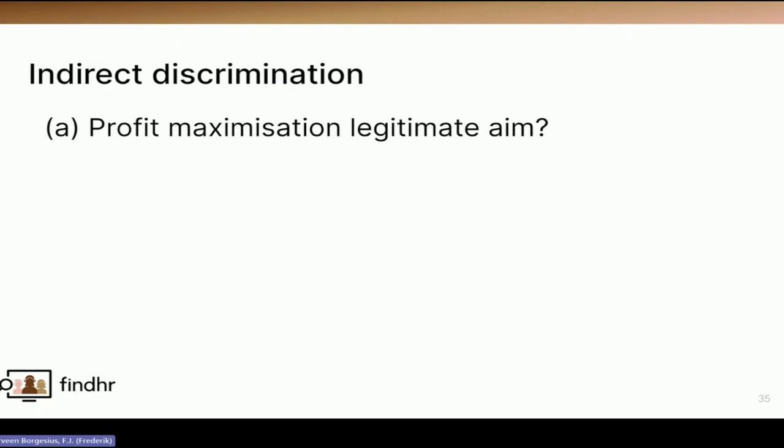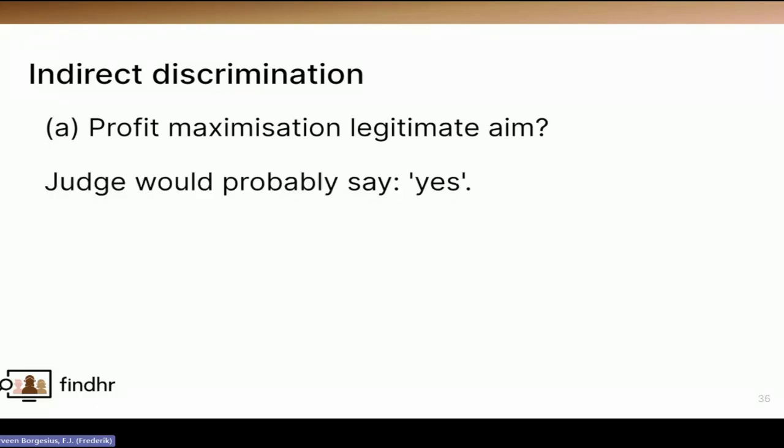So would that be a legitimate aim? And now we're not discussing what the ideal society would be. We're not discussing utopia. We're discussing what a judge in the European Union would probably say. I think, because the EU treaties also say that we have a social market economy, nevertheless a market economy, so I think a judge would probably say, yeah, aiming for extra profit is a legitimate aim.